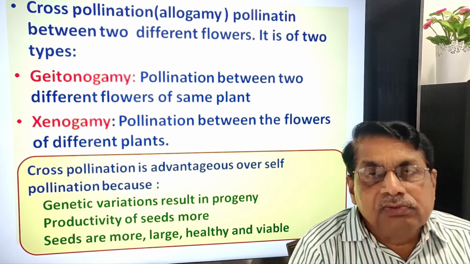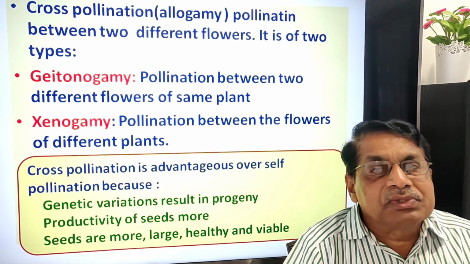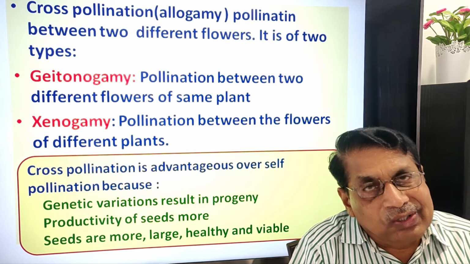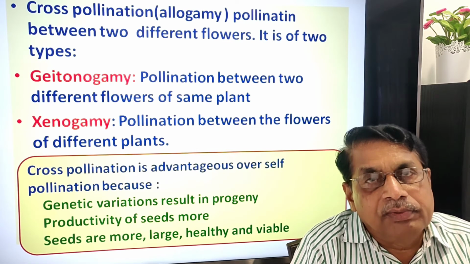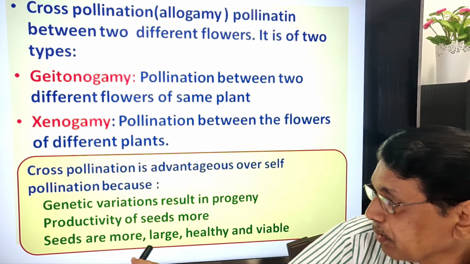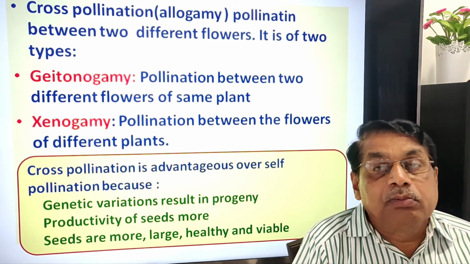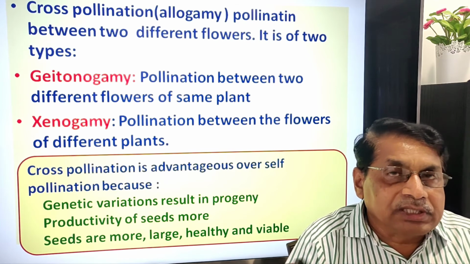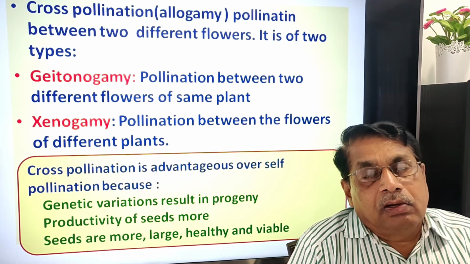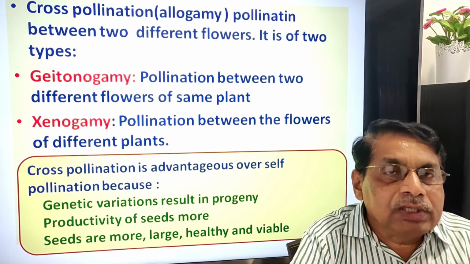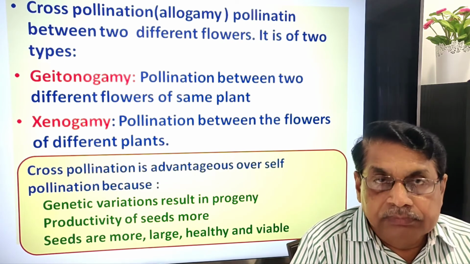Productivity of the seeds will be more; more number of seeds will be produced, and almost all the seeds will be viable. Then seeds are larger, healthy, and viable. So therefore, in many respects, in any way you take, cross-pollination, allogamy, is advantageous over self-pollination.